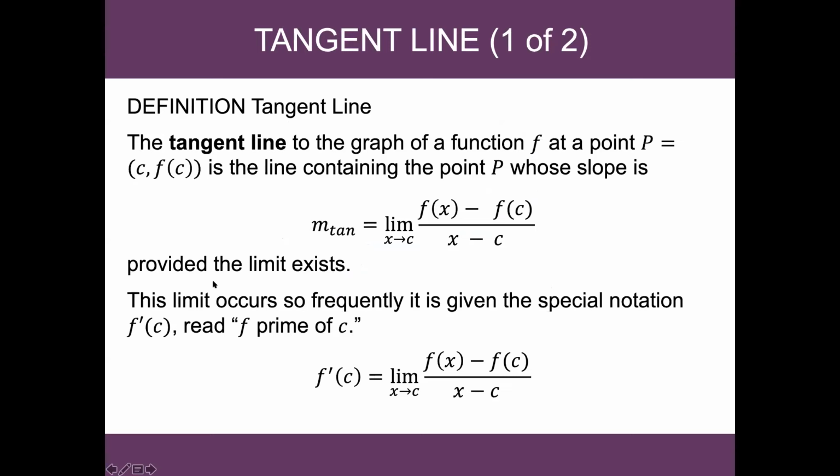But here's the situation. Remember, the slope of the tangent line is the limit as x goes to C of that change in y over change in x. The slope of each of the lines as you're getting closer and closer approaches, and as you get closer to C, it actually becomes the slope of the tangent line, right? And this limit occurs so frequently that it is often given the special notation of f prime, okay? f prime of C means the slope of that tangent line. So that indicator, f prime, is indicating the derivative. It's indicating the slope of the tangent line.